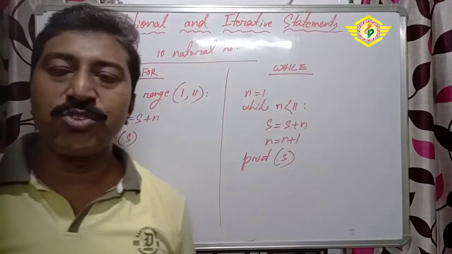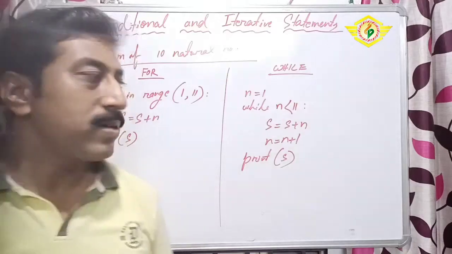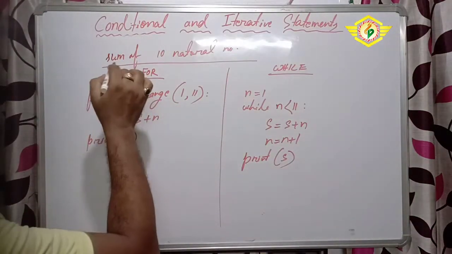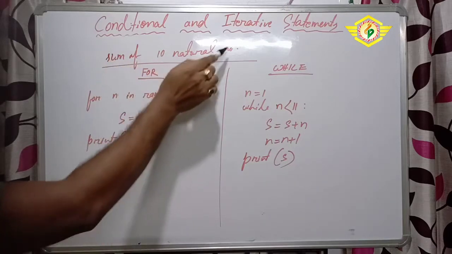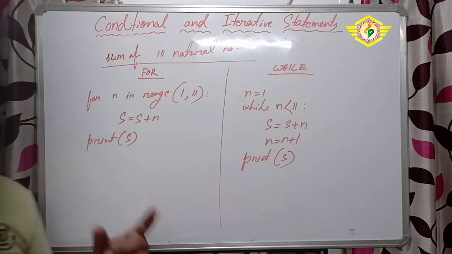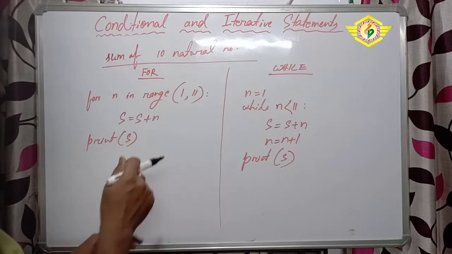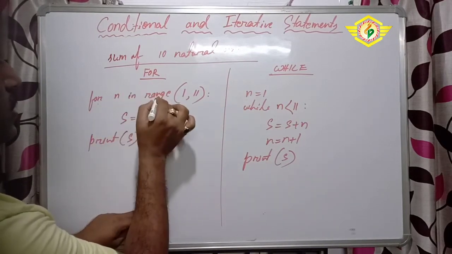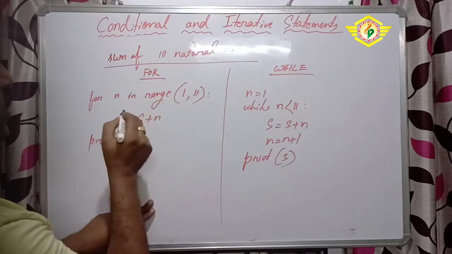So students, now you check by taking one example, that is for loop. Suppose one question is there, sum of 10 natural numbers, just to find the 10 natural numbers. 10 natural numbers means 1, 2, 3, 4, 5, 6, 7, 8, 9, 10. We will find the sum. So in this case, what to do? First we'll write for n in range 1, 11.